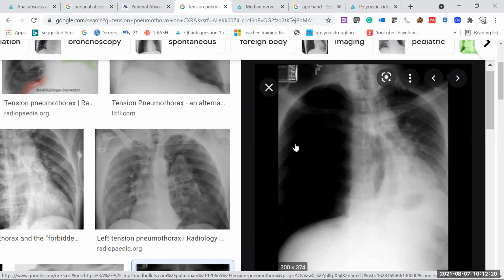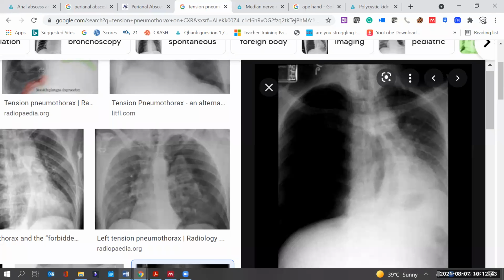So if this is the right side and this is the left side, can you appreciate this trachea? This trachea is a little bit deviated here. So there is a tracheal deviation you can appreciate on this side. The tension pneumothorax is on the right side, but the tracheal deviation is on the left side. So the trachea deviates towards the left. So it's a clear case of tension pneumothorax.